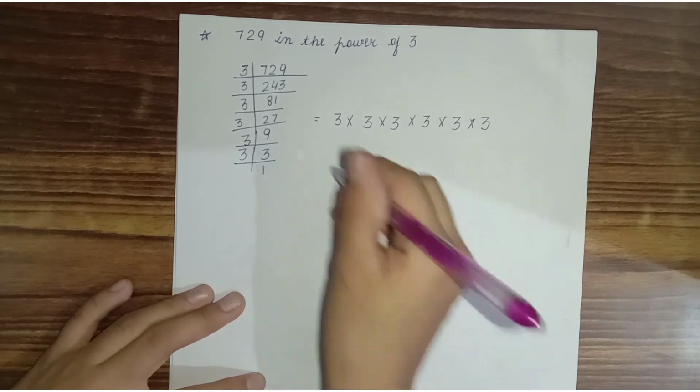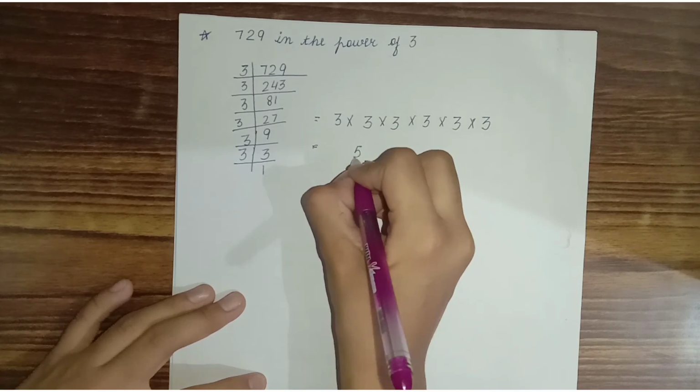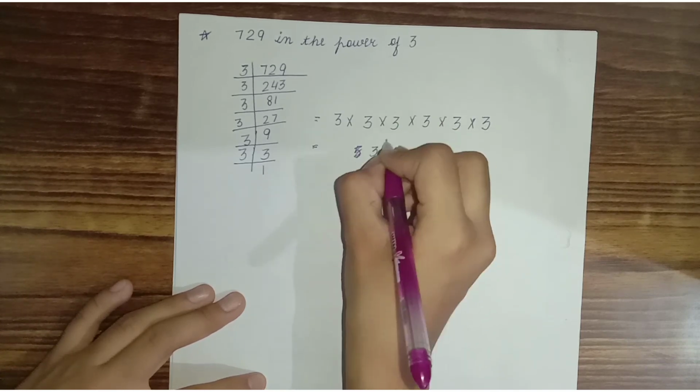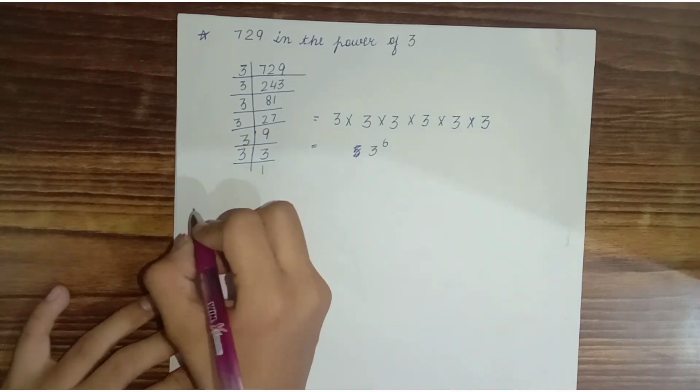So 3 is here multiplied 6 times. So we will write it as 3 raised to the power 6. Okay. So it will be done like this. And now let's take another example.